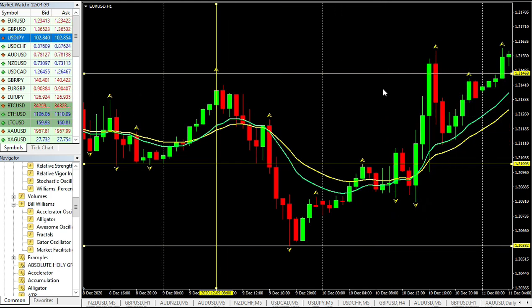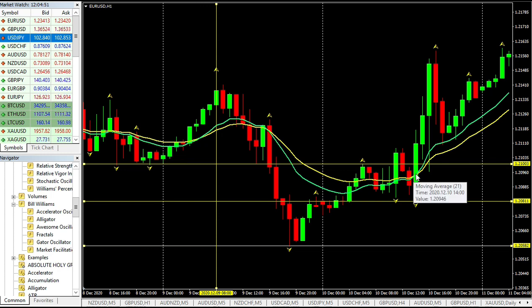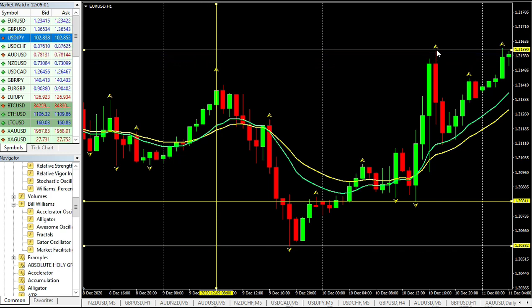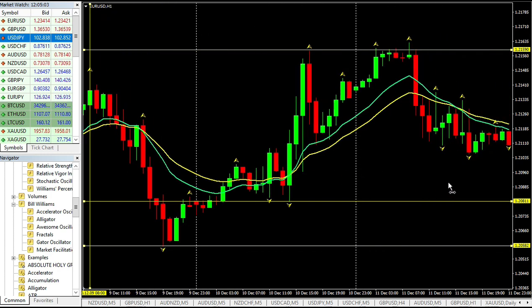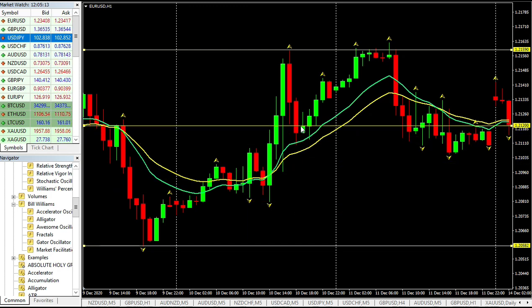You get another down fractal here, moving averages very close together. Then you get another one down here, but the moving averages have crossed each other, and they're going up. So now you're going to look for buy. So to look for the buy trade, you get a fractal here, and then you move. When you get a fractal here, you place a pending buy order, and you place your stop loss below this.